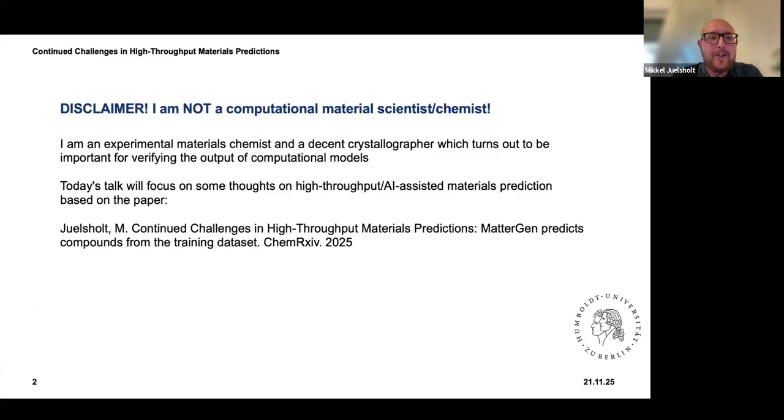So this is the first time I'll be talking about this, but the talk today will basically be based around a preprint I put out in June this year on some of the challenges in these high-throughput materials predictions, specifically some problems for this model developed by Microsoft, which they call MatterGen. So we'll see where it takes us. There'll be the paper and then some other insights which didn't make it into the paper, but hopefully it'll be somewhat useful.